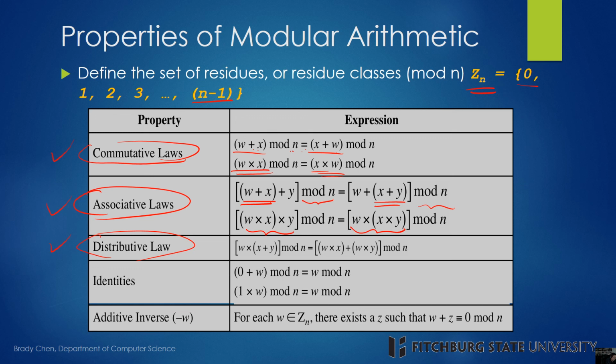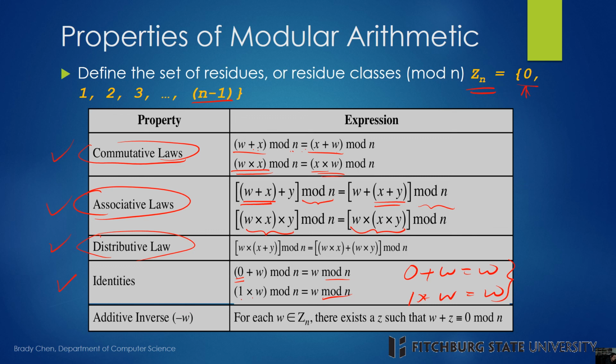And here are the identities. 0 plus w mod n is the same as w mod n, and 1 times w mod n is w mod n. This is generally true, right? 0 plus w is w. 1 times w is also w. That's generally true without mod. So with or without mod n, this property is also true.